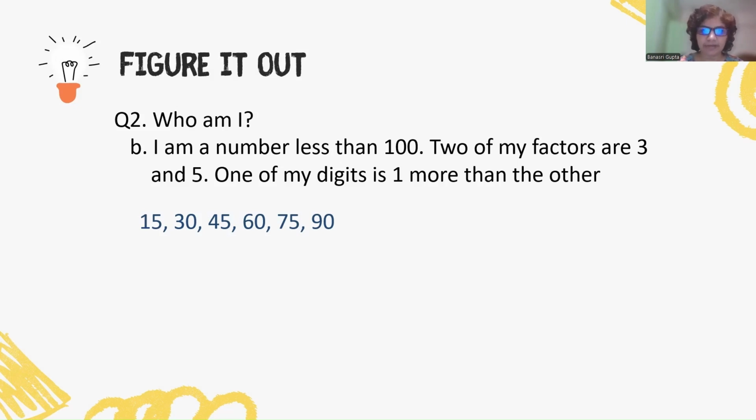Less than 100, we have listed out all the numbers which are multiples of 15. So out of these numbers, one of the numbers has two digits which are only one apart. The difference of the digits is only 1. So what number satisfies this condition? That is 45.